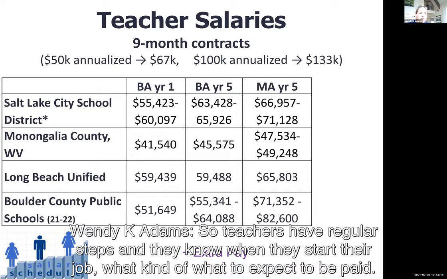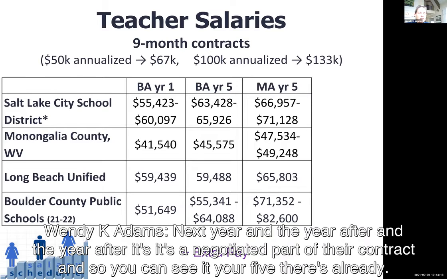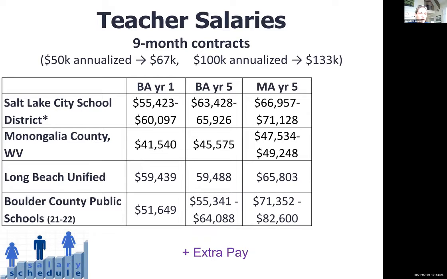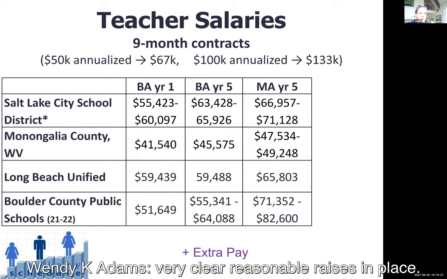So teachers have regular steps, and they know when they start their job what to expect to be paid next year and the year after and the year after. It's a negotiated part of their contract. And so you can see at year five, there are already very clear, reasonable raises in place.